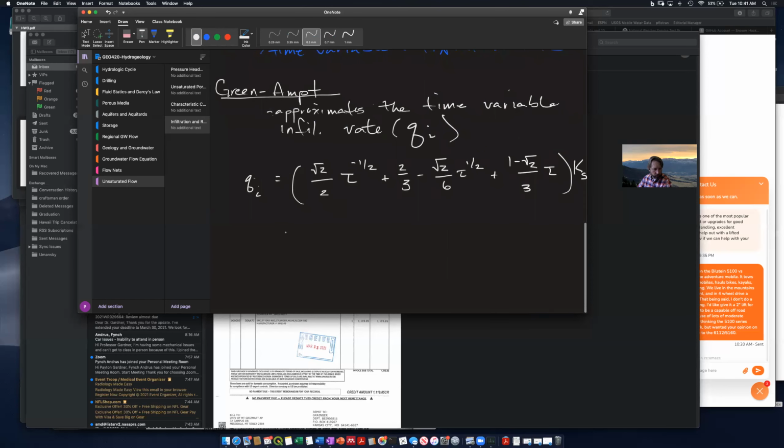So tau is some measure of time. It's a dimensionless time, and it is the time since infiltration started. So this is during the precipitation event, and assuming a constant precipitation rate, the time since infiltration started.